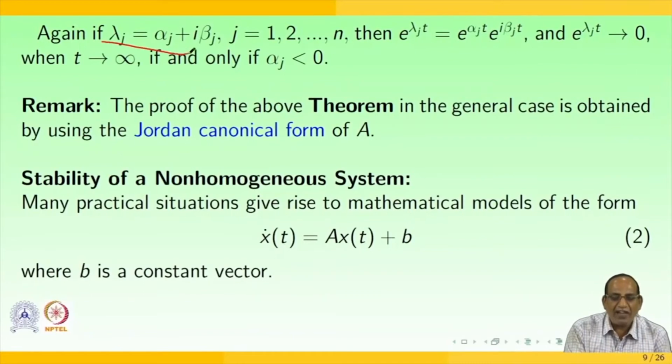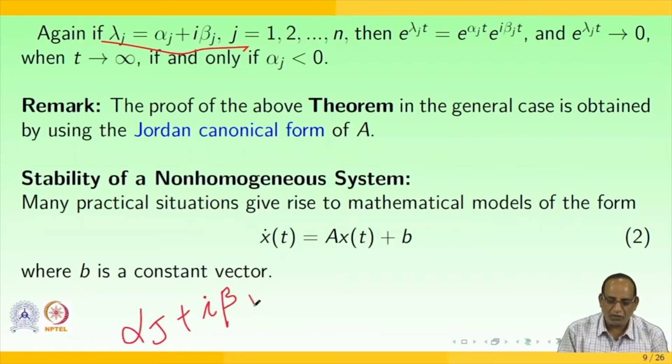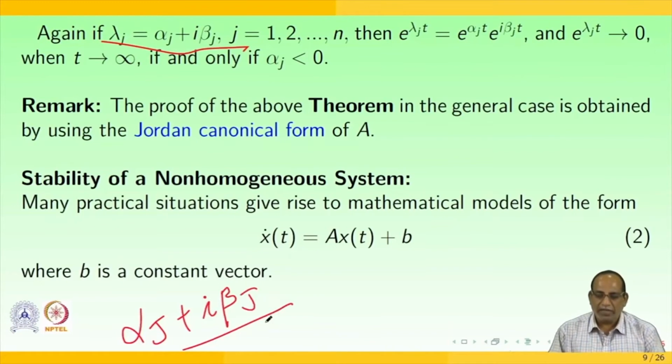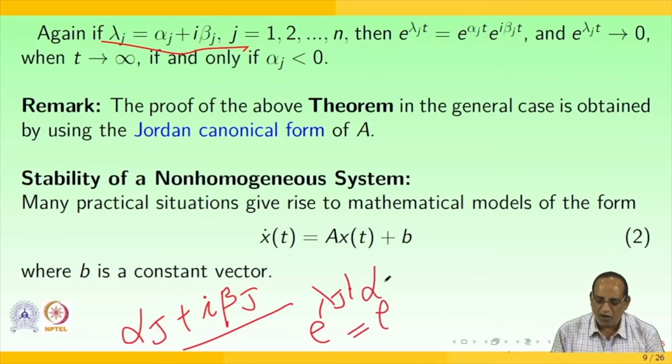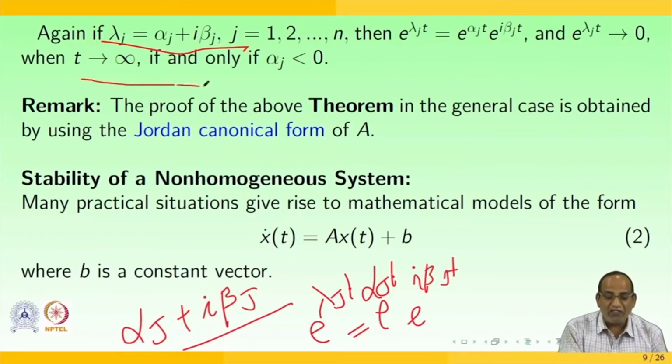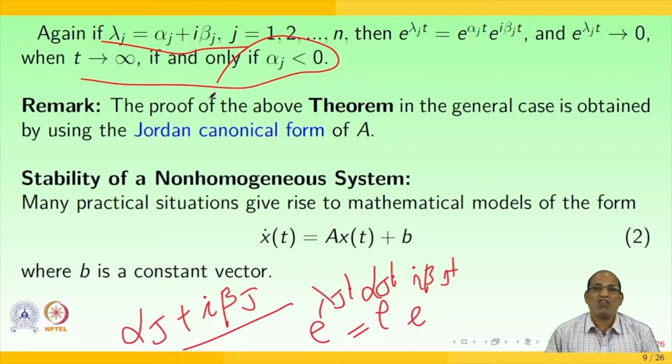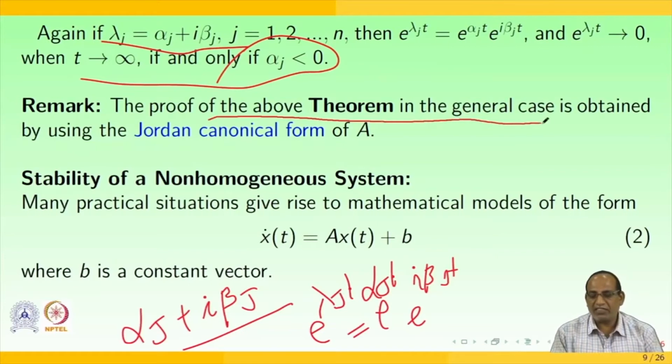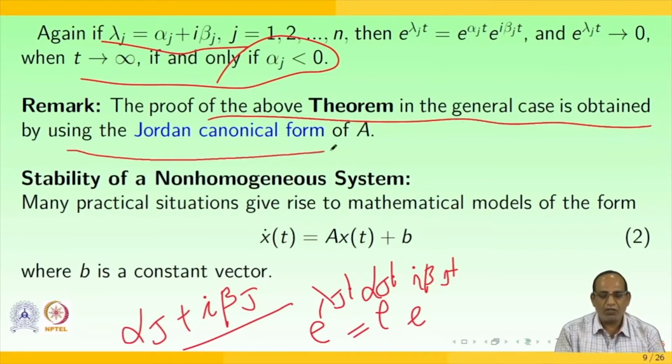Again, if lambda j is equal to alpha j plus i times beta j, then e to the power lambda j t is nothing but e to the power alpha j t times e to the power i beta j t. This tends to 0 when t tends to infinity if and only if alpha j is less than 0. So, what is the remark over here? The proof of this theorem in the general case is obtained by using what we call the Jordan canonical form of A.